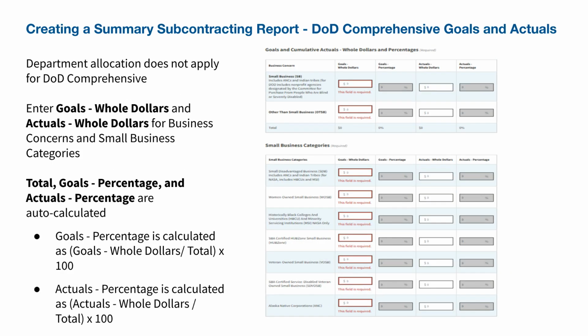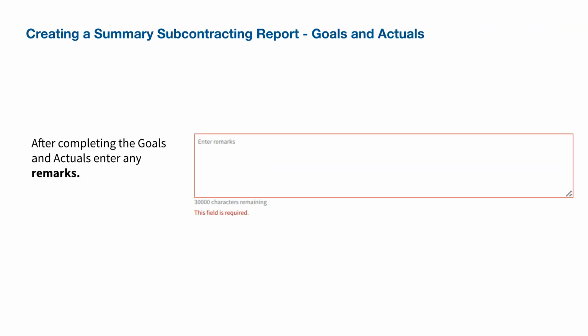For DoD Comprehensive, department allocation does not apply. Enter goals whole dollars and actuals whole dollars for business concerns and small business categories. Total goals and actuals percentages are auto-calculated. After completing the goals and actuals, you must enter any necessary remarks in the designated text box.